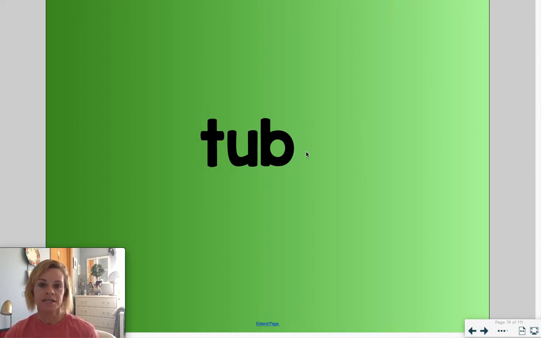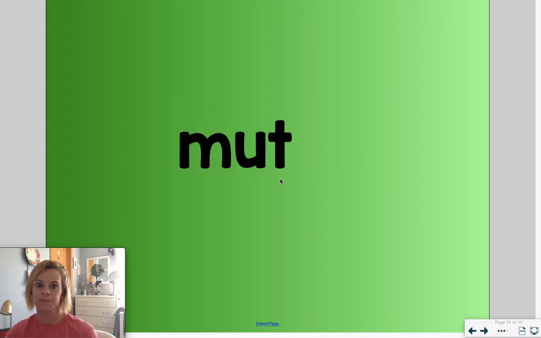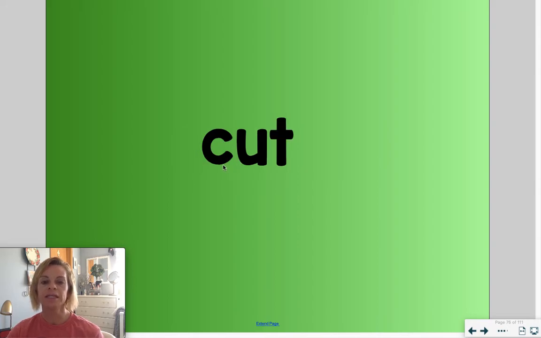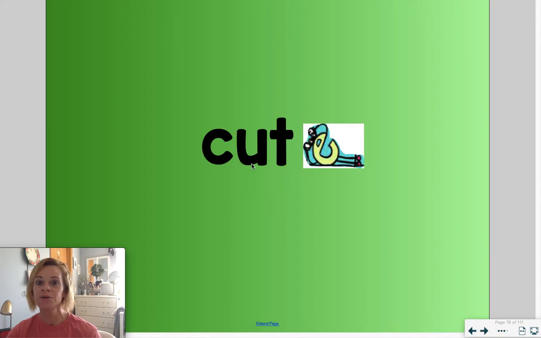This word is tub. Tub is a real word as well, but lazy E changes it to make a new word, tube. This one says mutt. When we put lazy E on the end to make the U say U, now the word is mute. This word is cut. Hey, that's a real word. Look what happens when we add lazy E. Changes to a new word, cute.